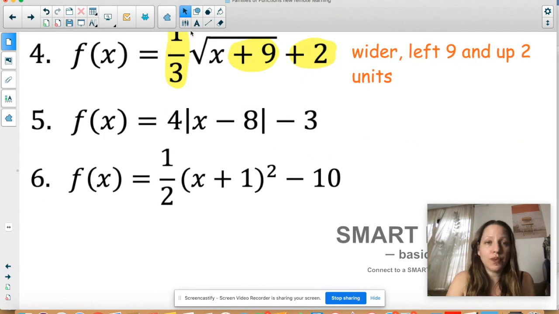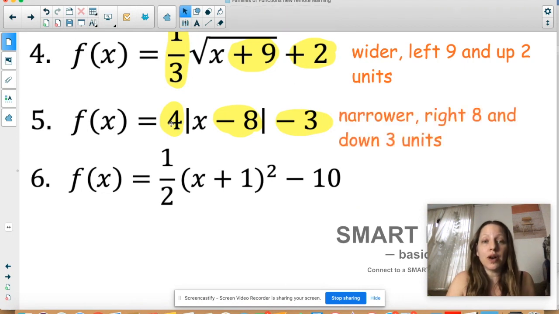Okay, last two. Oh, we got a number in front again. So number in front, it's a whole number, so it's going to get narrower. I look inside and there is a number, so negative goes left, so left 8. And outside there's a number and it's negative, so that goes down. So that's going to be narrower, right 8, and down 3.